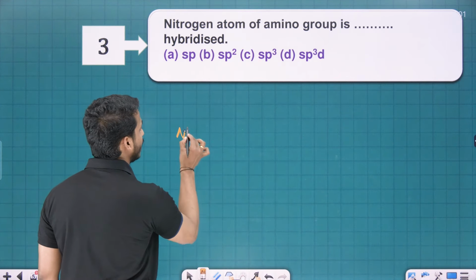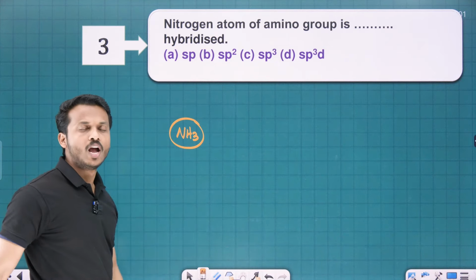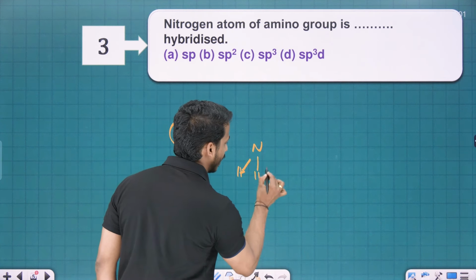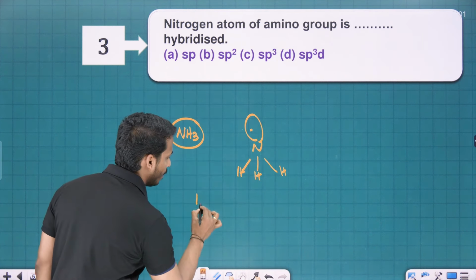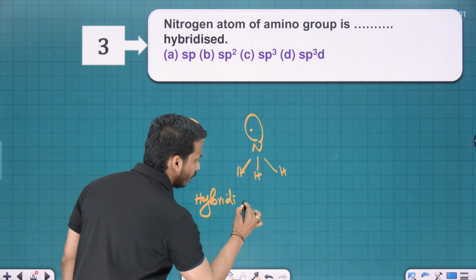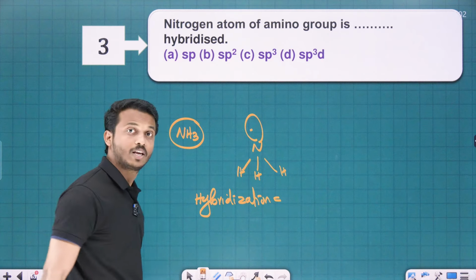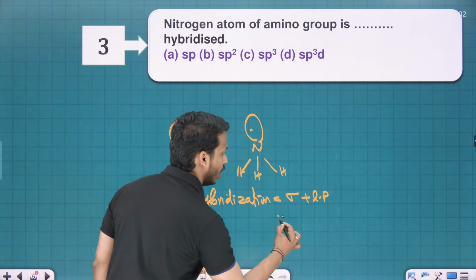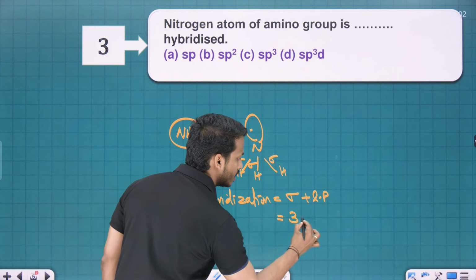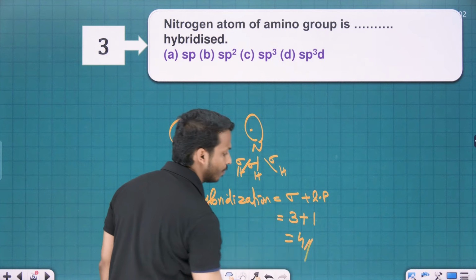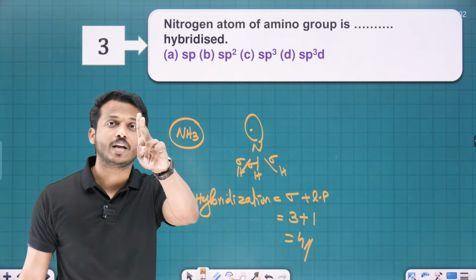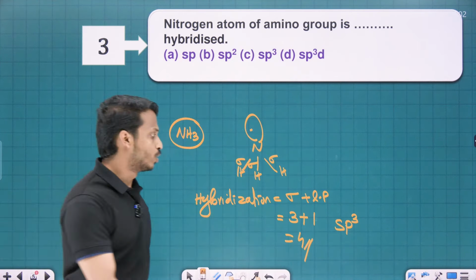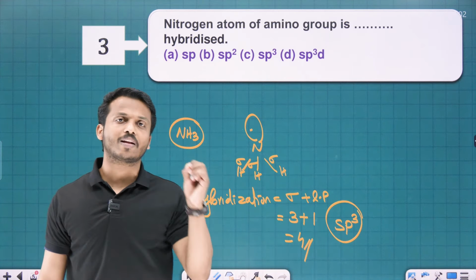Next one. The nitrogen atom of the amino group is dash hybridized. You know, amines are derivatives of ammonia. What is the ammonia structure? NH3, we can write like this. Hybridization is given by the sum of sigma bonds and lone pairs, as we studied in 11th grade chemical bonding. How many sigma bonds? 1, 2, 3. Three sigma bonds and 1 lone pair. The total sum is 4, so 4 orbitals mix: one s orbital and three p orbitals. So remember, ammonia is sp3 hybridized.